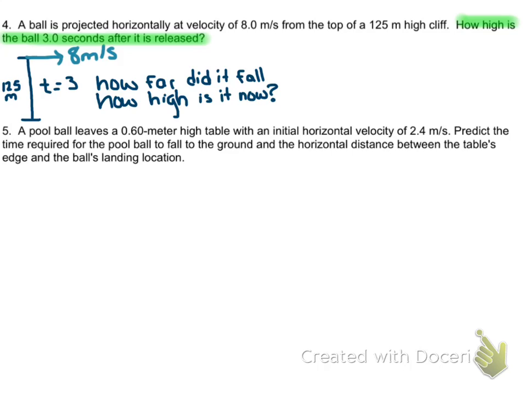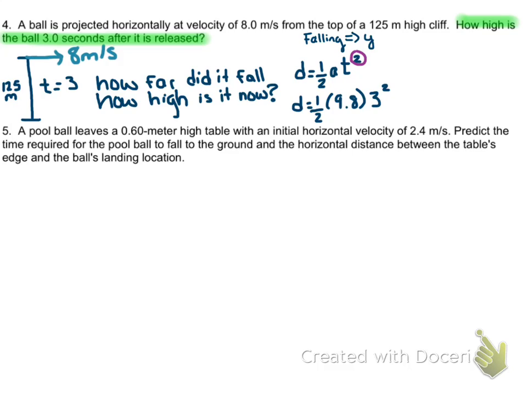Well, we use the same two equations for every single problem on this page. We are either going to use the distance in the y direction equals 1/2 at squared, or we're going to use the velocity in the x direction equals distance divided by time. Those are the only two equations that we're using for this. So we're falling, we're looking at the y direction, so we're going to use d equals 1/2 at squared. Some of you aren't doing t squared, and if you're not doing t squared, you're getting the wrong answer.